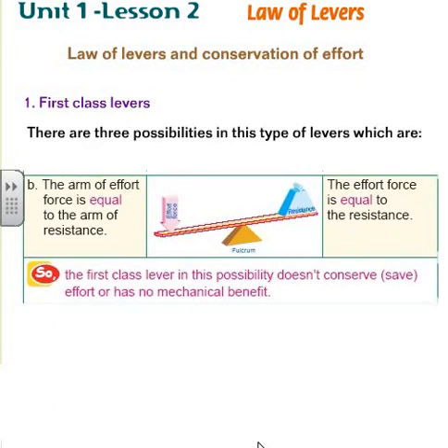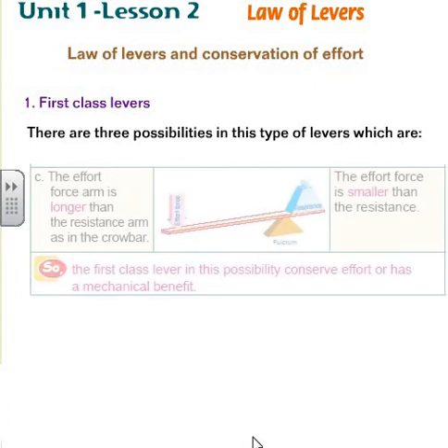The second possibility in the first class lever: if the arm of force equals the arm of resistance, the force will equal the resistance. But this class of lever doesn't conserve the effort, meaning it has no mechanical benefit, because we do the same force equal to the same resistance.